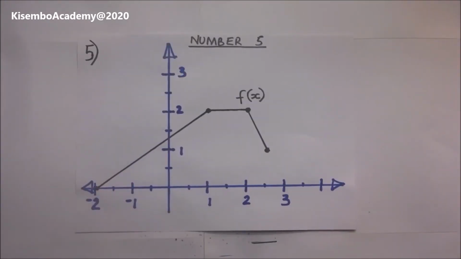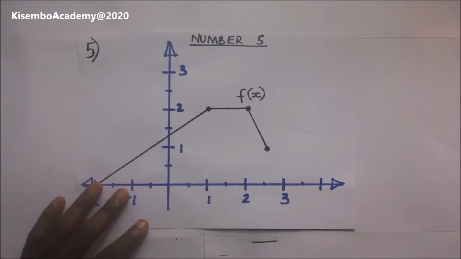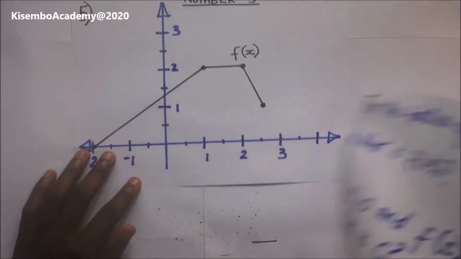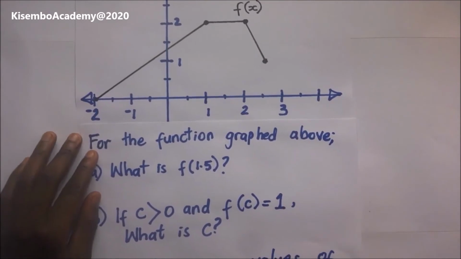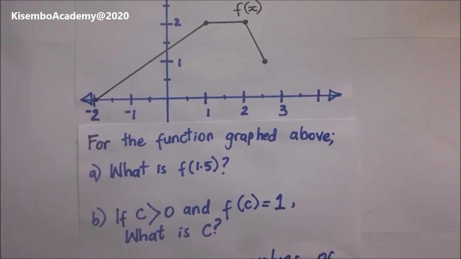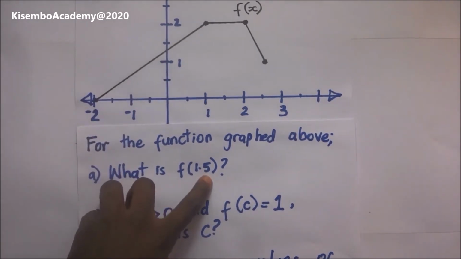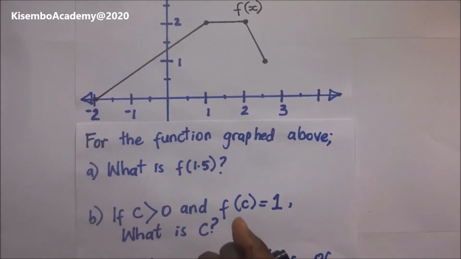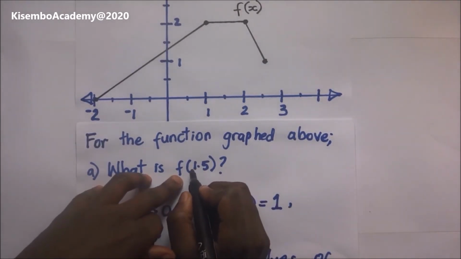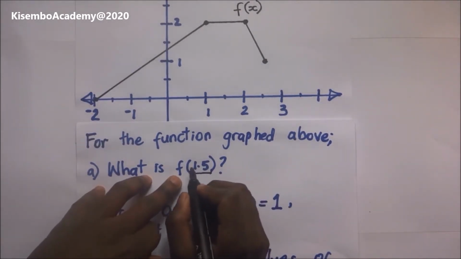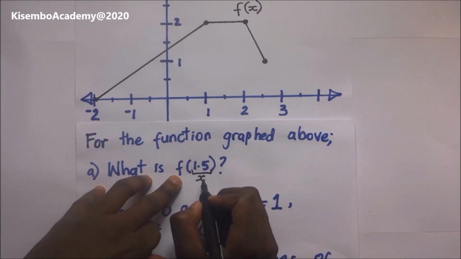So in our number 5, which is definitely the final number in this session, we are having a graph of f of x right here, and we have a few questions to answer in reference to this graph. We are being told that for the function graphed above, like you're seeing, what is f of 1.5. They are asking what is the value of this function when the value of x here is 1.5.